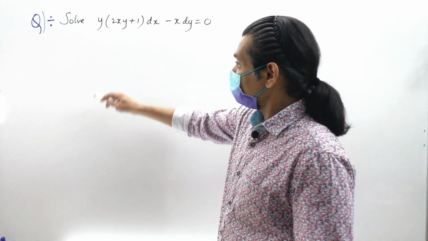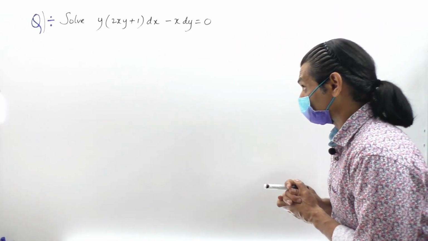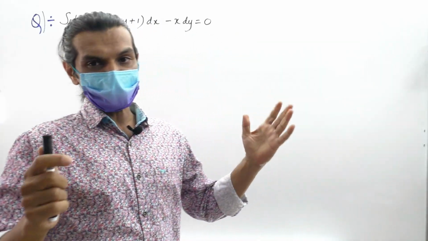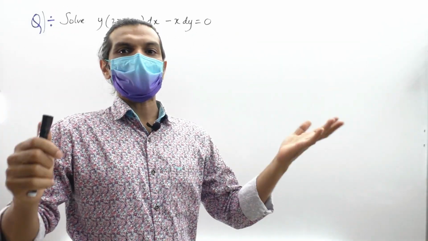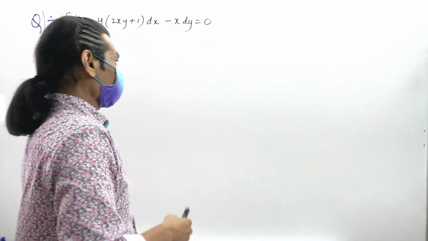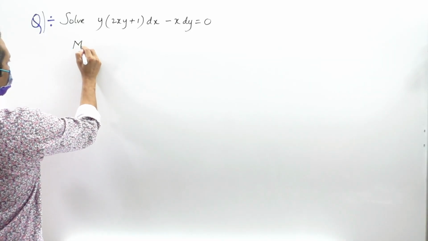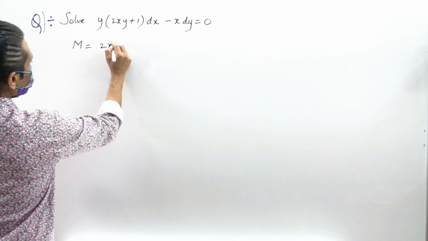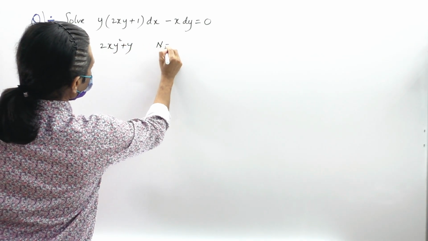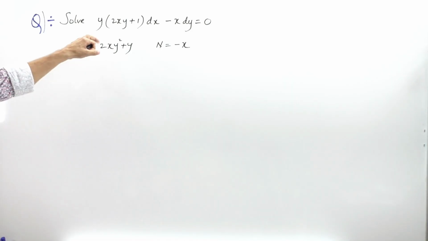The next problem is: solve y into 2xy plus 1 dx minus x dy is equal to 0. It looks simple. Now, let us check the solution. First we will write m and n and verify whether it is exact or not. If it is exact, okay, otherwise we have to reduce it. Let us open the bracket, it will be convenient: m is equal to 2xy square plus y, and n is equal to minus x.